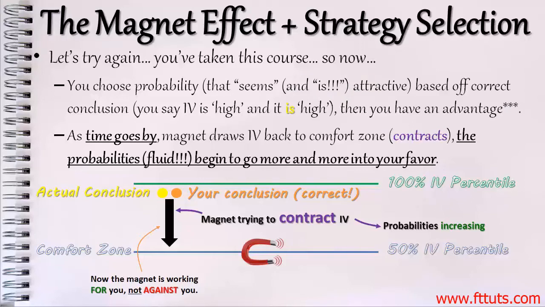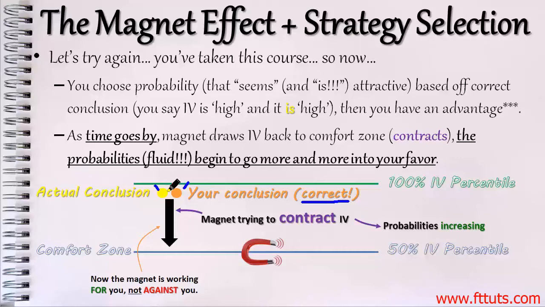So now what's going on? Well, as time goes by, the magnet is going to draw IV back to its comfort zone. So it's going to need to contract it. And because probabilities are fluid, in this case, the probabilities are going to begin to move more and more into your favor. So let's look up here. You've taken the course, fantastic. Your conclusion is the orange dot, which is correct. So that means your actual conclusion is right up here, right next to it. You were right, IV is high. So you're going to choose a strategy where IV contraction is going to benefit you. It's going to cause probabilities to go in your favor over time.